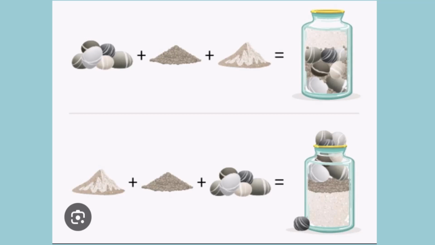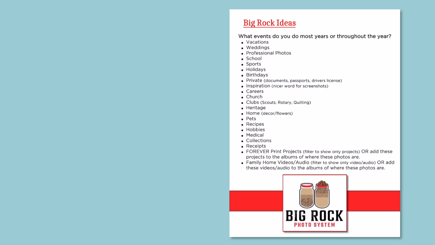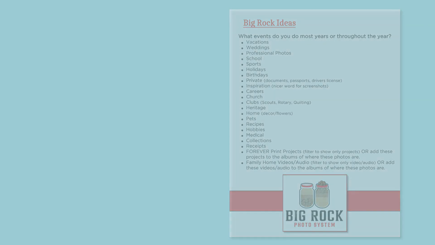And then adding in the next layer and the next layer, so the things that are second and third tier of importance to you. So if you don't get to them, then at least you have your big rocks organized. Big rocks standing for, as you saw on that handout, your vacations, weddings, professional photos, school photos, sports, and such.